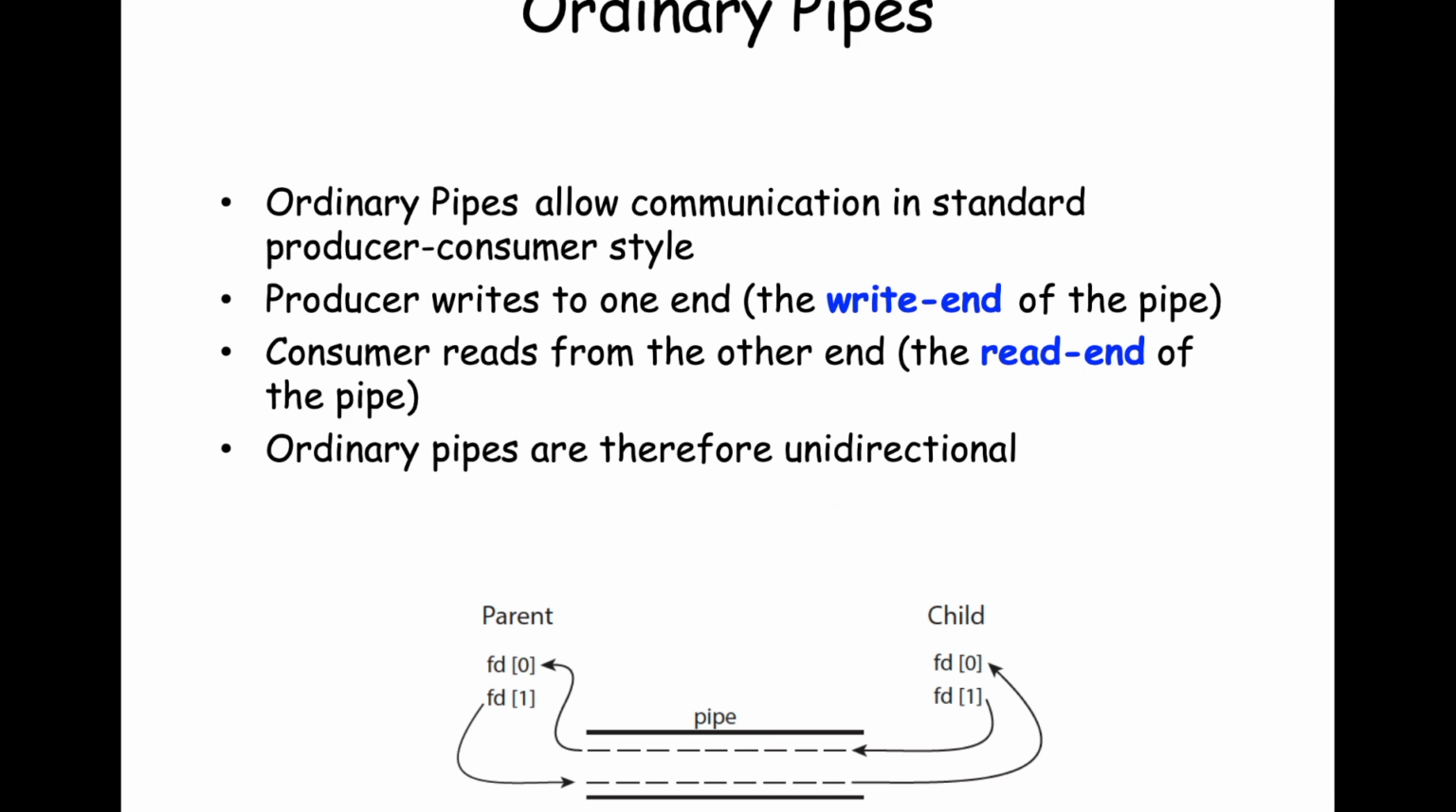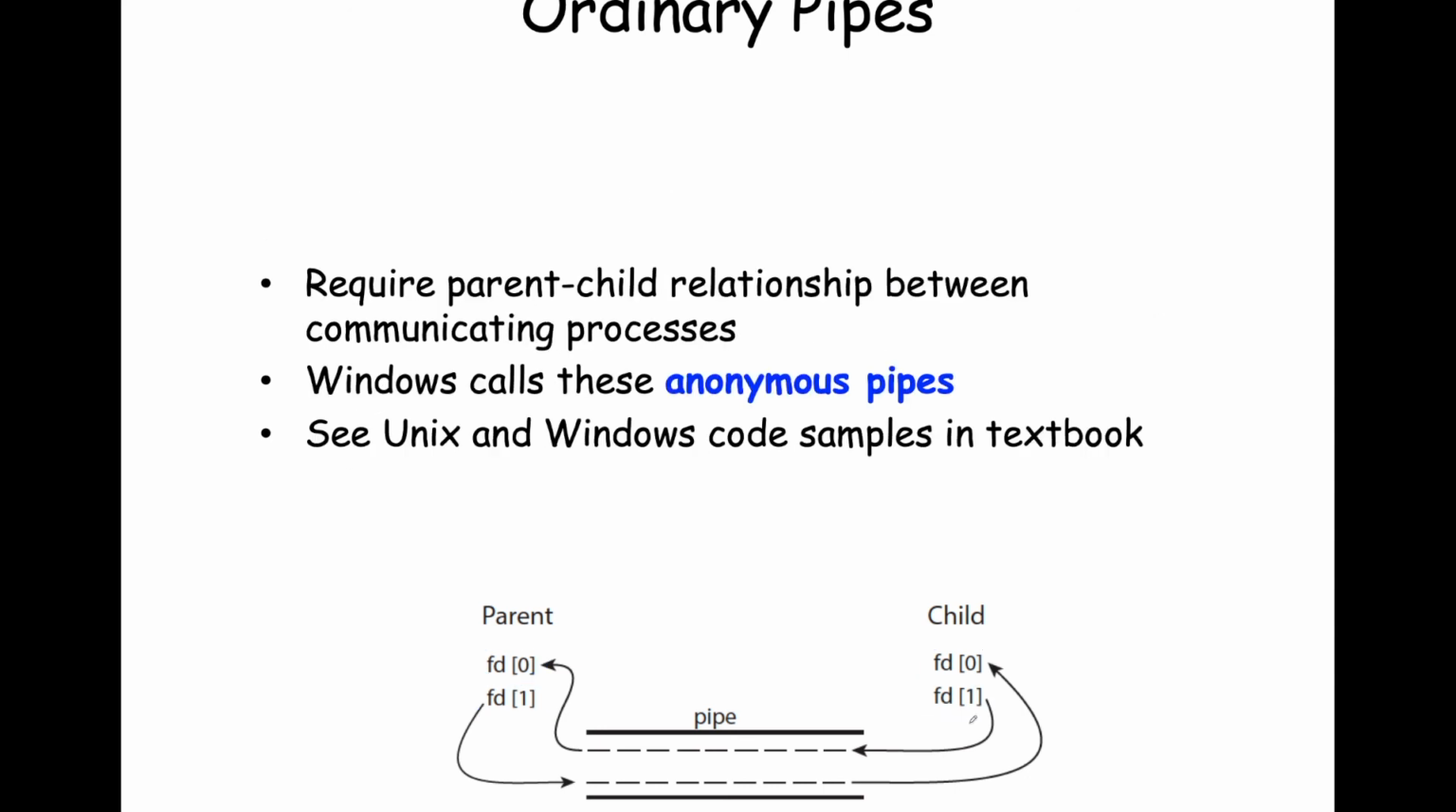Let me select my pen. So the parent reads through file descriptor index 0, and it writes at file descriptor index 1. Likewise, the child is going to read file descriptor index 0. That's how it gets information from the parent process, and it writes to file descriptor position or index 1. So ordinary pipes require a parent-child relationship in order for the two processes to communicate.